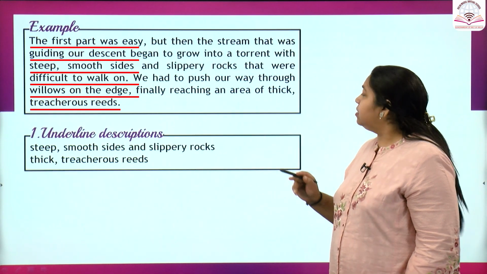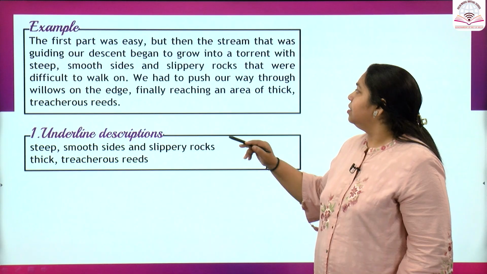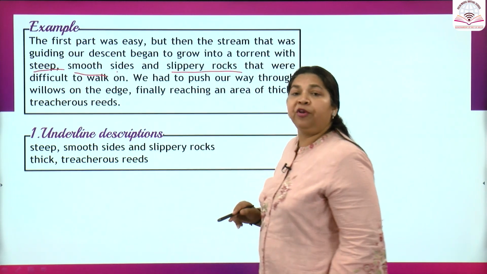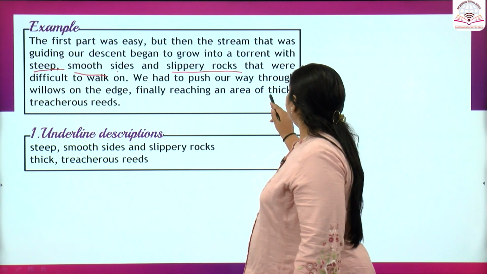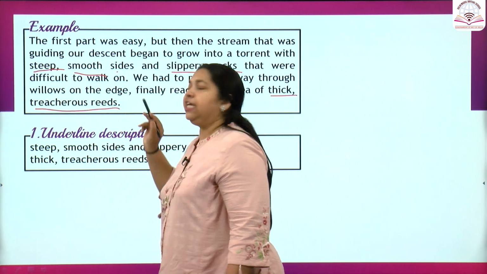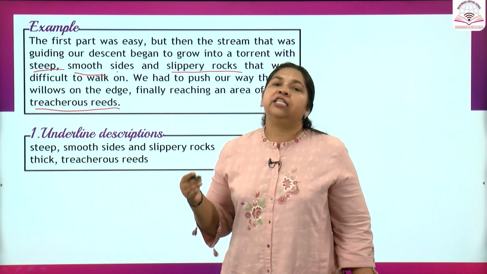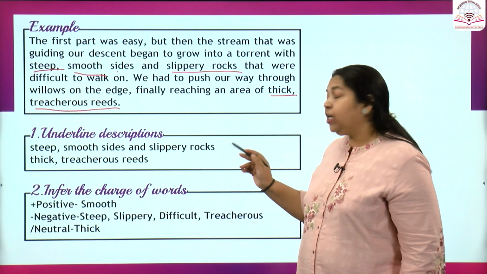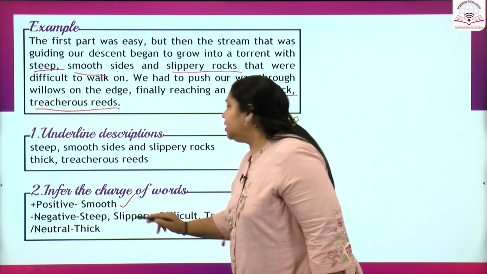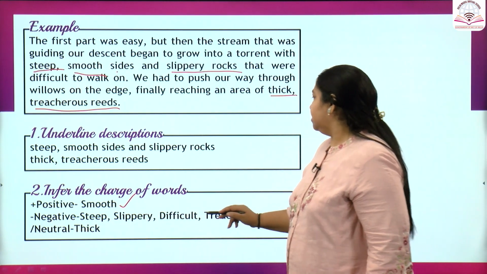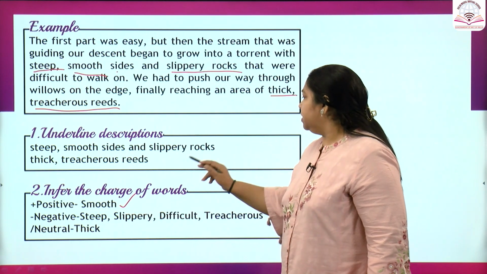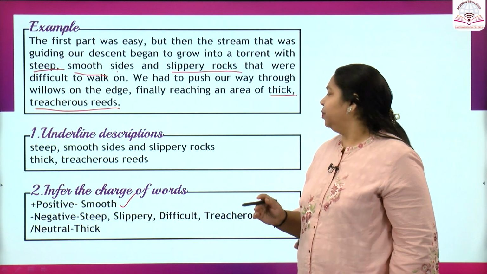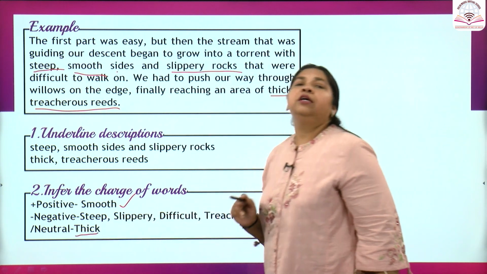Now the first step is we have to underline the descriptions. So what are the descriptions? Steep, smooth sides and then slippery rocks. And after that we have thick, treacherous reeds. Once we identify the descriptions, then we have to infer the charge on these descriptions. And what is the charge? Smooth is positive charge. But these words, steep, slippery, difficult, treacherous, all these convey a negative charge. And then thick, of course, is neutral.